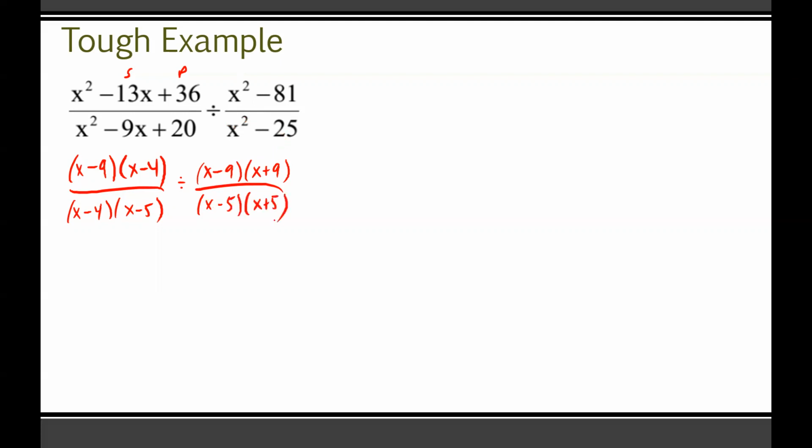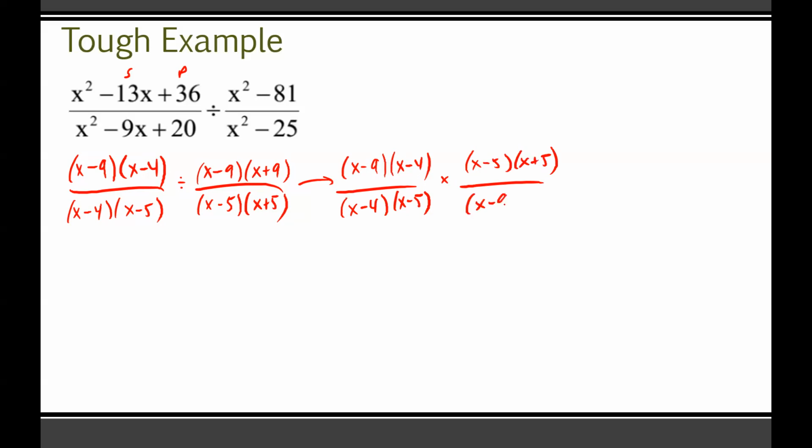Whew, there it is. All right, now that we have everything all factored, this is useful. We now need to turn it to a keep change flip. So in other words, keep the first fraction the same, x minus 9, x minus 4, over x minus 4, x minus 5, times the flip of the other one, x minus 5, x plus 5, over x minus 9, x plus 9. You could have canceled some of these things out in the first place. I, generally speaking, don't recommend you to. I think it's better just to have it all as one piece.